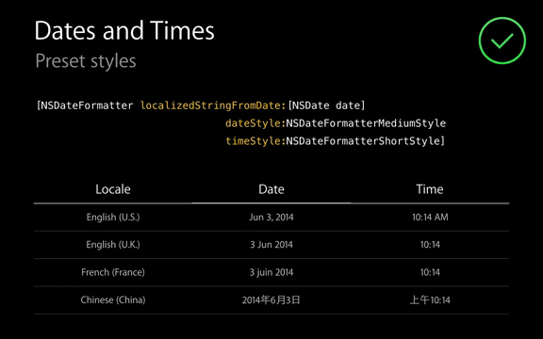So what's the right way to do this at the API level? Well, localized string from date is going to get you a date that is properly formatted for the current locale. And you pass in a date style and a time style, and that determines how succinct or verbose you want your dates and times to be. And it formats the date appropriately for all your locales.